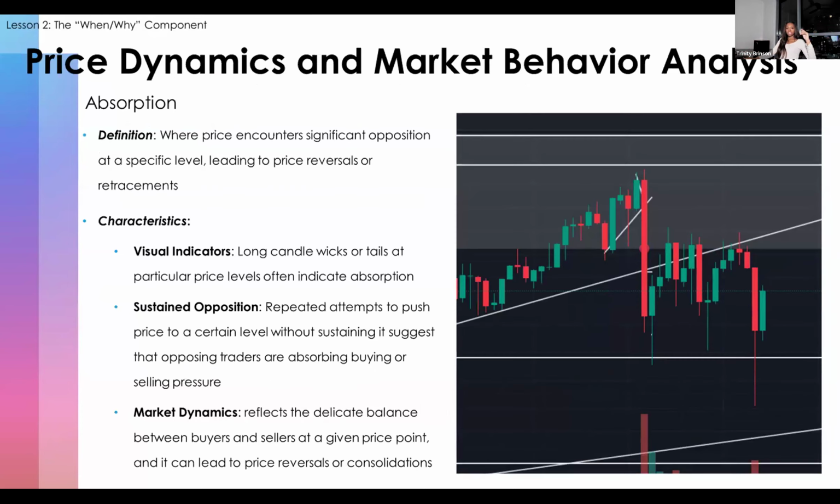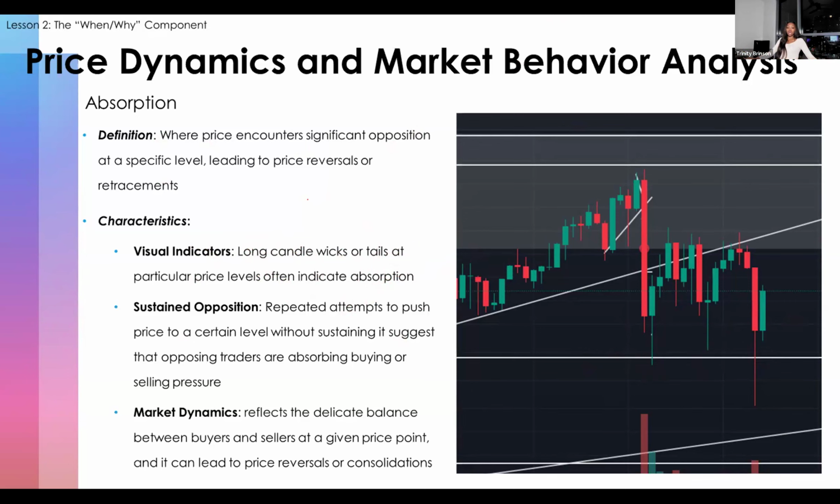Second thing, before we get onto the chart to go through some actual examples, is going to be absorption. This is where price encounters significant opposition at a specific level, leading to either reversals or consolidation. The example I'm going to show you today is literally from one of the trades from today. I like to show you guys real examples so that you can see that this is real stuff. Visual indicators of this: long candle wicks or tails at particular levels. This is going to indicate absorption.